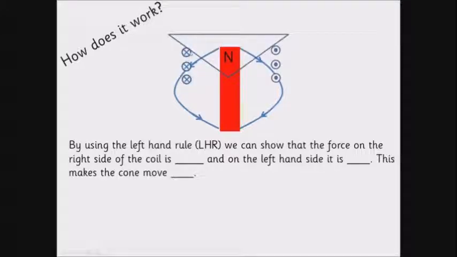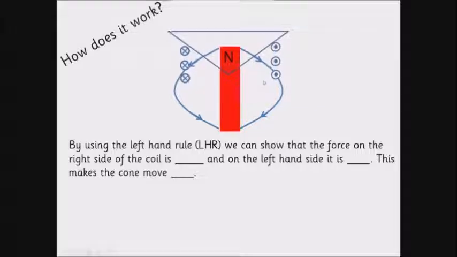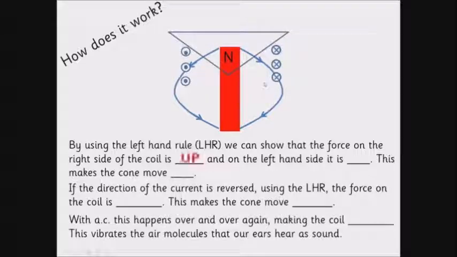And if you do the left hand rule, your magnetic field finger points into the screen. Okay, sorry, I'll start again. The current finger, the finger which is the direction of the current, points into the screen on this side. The magnetic field finger points across the screen from right to left, and you should have the force being up. And on this side, because the field is in the opposite direction and the current is in the opposite direction, the force is in the same direction. Okay, so here the force on the right side of the coil is up, and on the left side of the coil it is up. So this makes the cone move up.